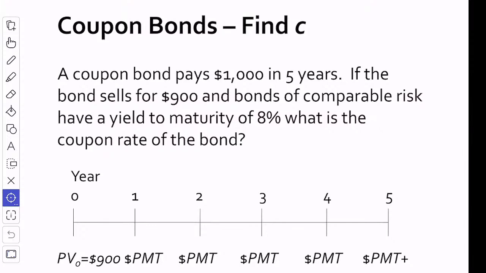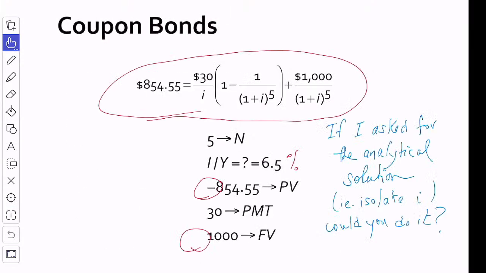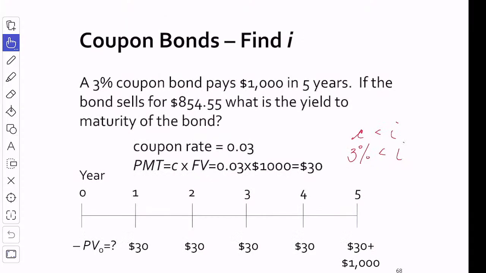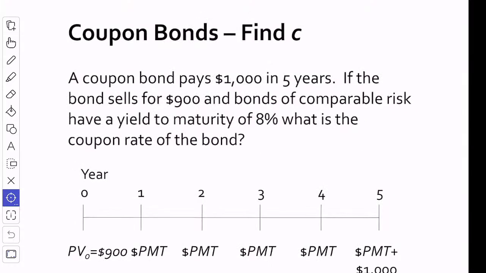What about another variable? What about the coupon rate? Oh, let me go back here. So notice, as I promised, I should be greater than 3%, and it was. It was almost double. It's 6.5%. All right, let's do this one.